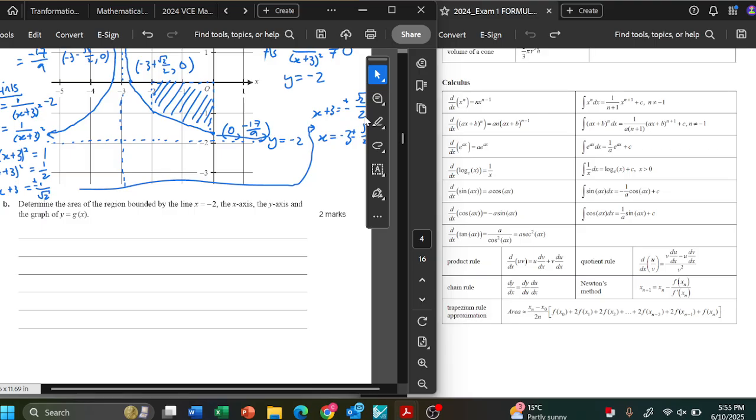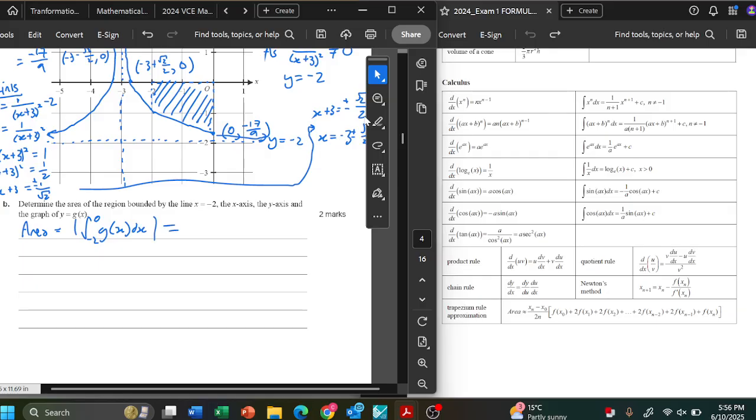Whenever you've been given an area question, you just need to remember that the area is equal to the absolute value of the integral. So this is the absolute value of the integral from -2 to 0 of the function g of x. And as we can see, don't forget the dx at the end there.